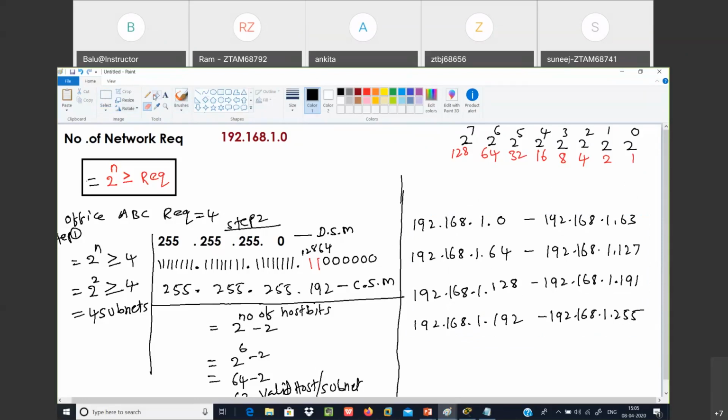So these all on the left side are network IDs. The right side all are broadcast IDs. This is the first subnet range, second subnet range, third subnet range, fourth subnet range.